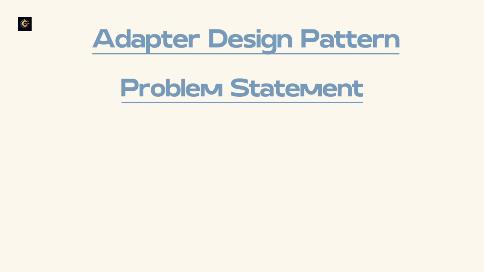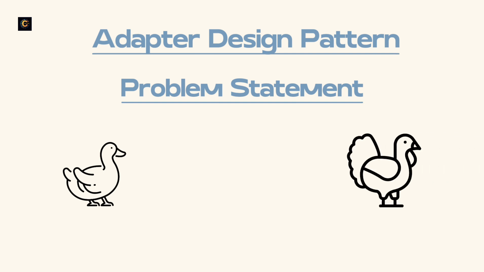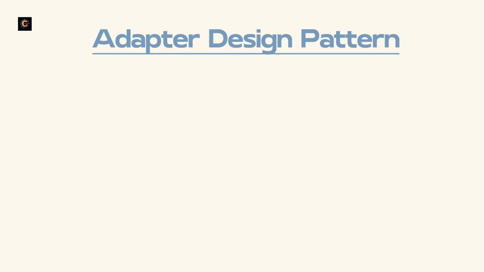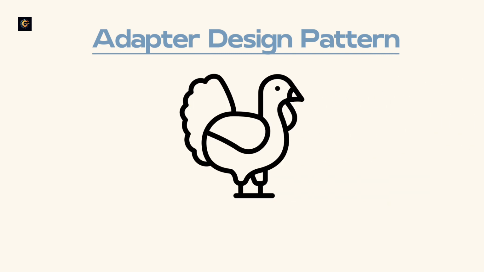Let's consider a problem statement. Suppose you have a duck interface with methods quack and fly. However, you also have a turkey class with methods gobble and fly. How do you make the turkey class work with the duck interface without modifying either of them? The solution lies in the adapter design pattern. We will create a turkey adapter class that implements the duck interface and uses a turkey object to perform the required operations. Tough, right? Let's do some coding to understand more using the same example.